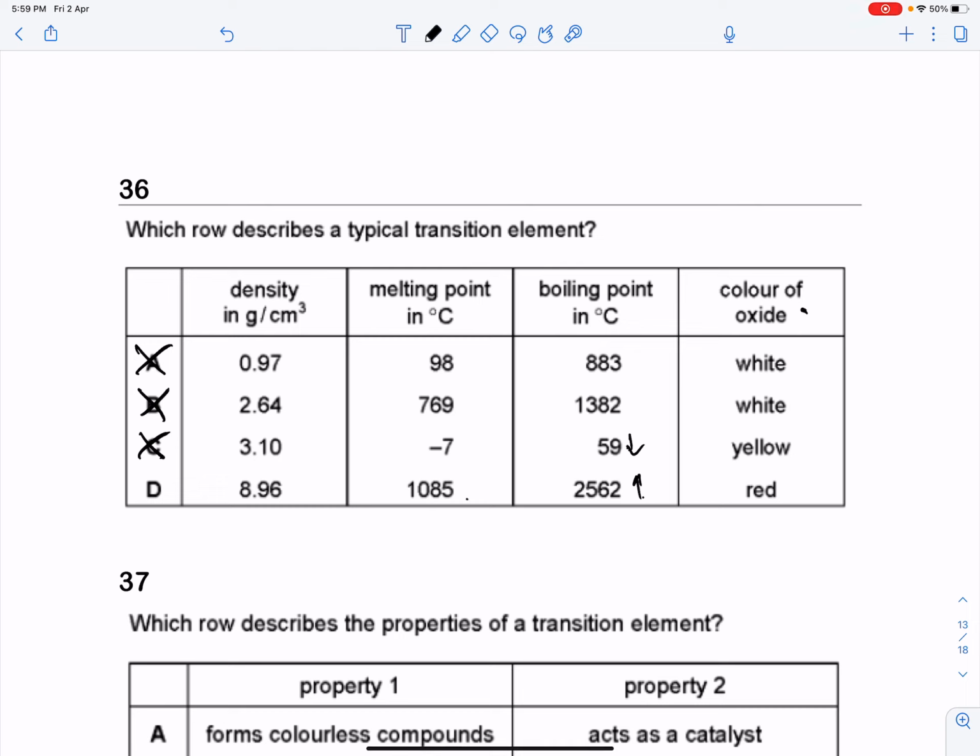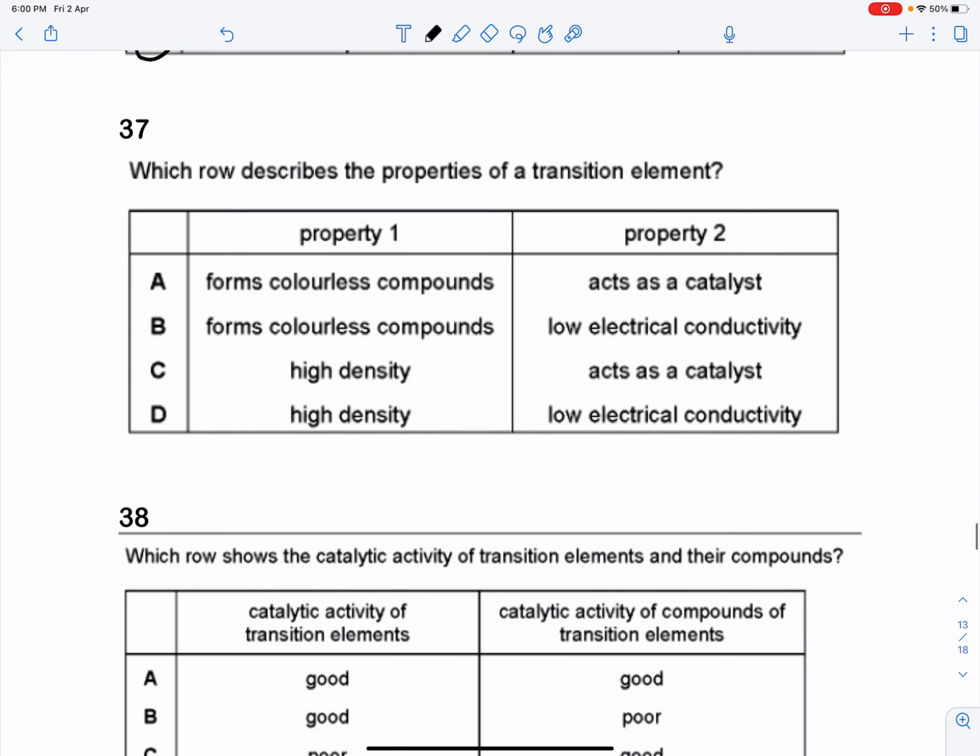A high melting point as well. It's definitely not C. And the most dense on the periodic table, transition elements are dense. So process of elimination, we've got to D. The trick with these paper 2 questions is to just start on the things that you know and start eliminating things.